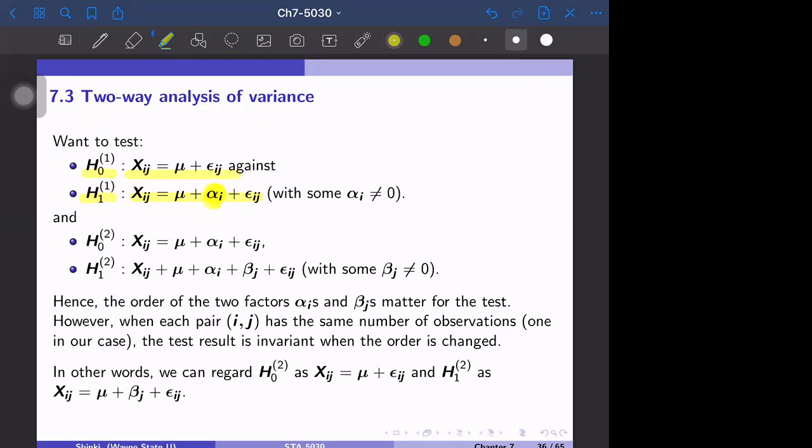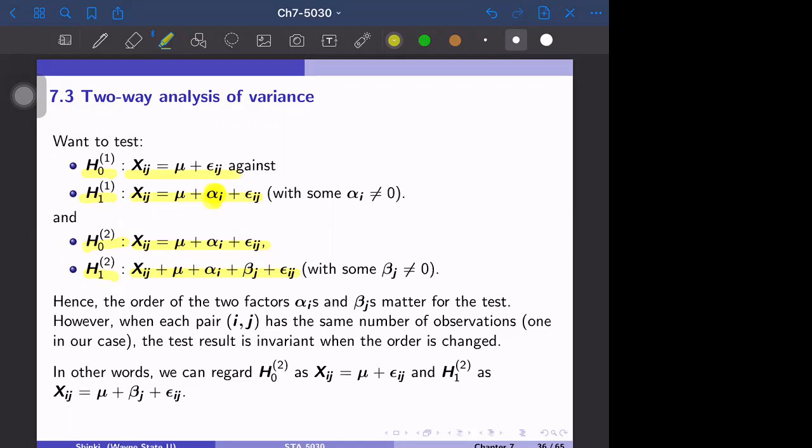And the second test is this null hypothesis against this alternative. So the null hypothesis is the alternative of the previous one. So this test is a kind of sequential. And the alternative model has another parameter, another factor, the beta j. So beta j includes several factors if we have multiple levels. So H1 is basically that beta j is still significant even if alpha i is already in the model.